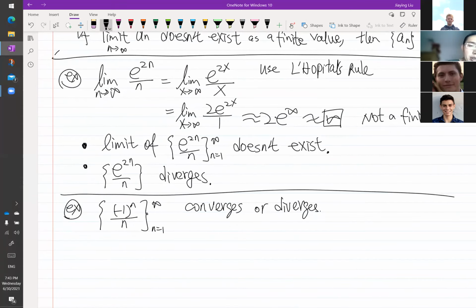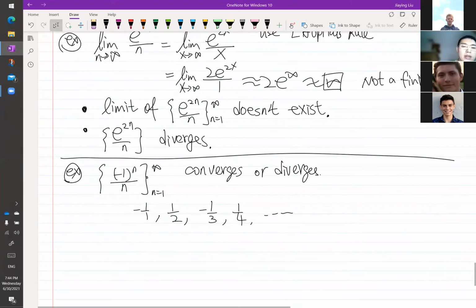Well, this one, if you remember from the earlier example, if we expand it, the sequence is: n equals 1, so that's -1 over 1. n equals 2, -1 squared is positive, so we get positive 1 over 2. And n equals 3, I get -1 again, so -1 over 3, and then positive 1/4, and so on. Does this converge? If we take the limit, is the limit going to be a finite number?